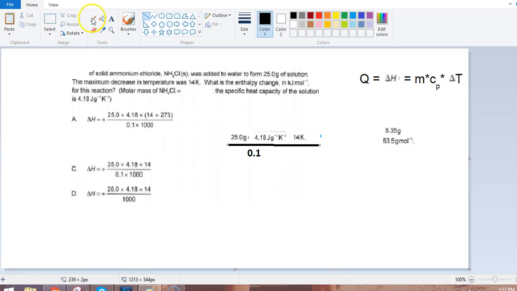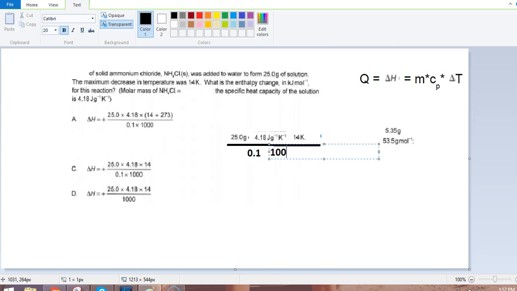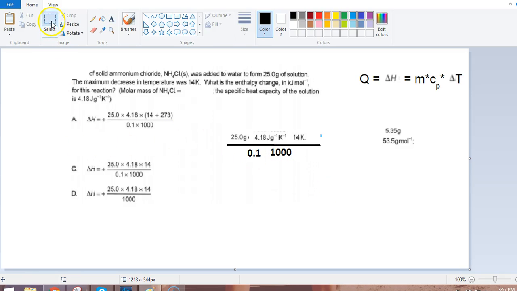And one last thing that we have to do is, notice that our specific heat was given in joules, but they wanted the enthalpy change in kilojoules per mole. And so we are going to have to divide by 1,000 to go from joules to kilojoules. And the only one that kind of looks like that is going to be C.